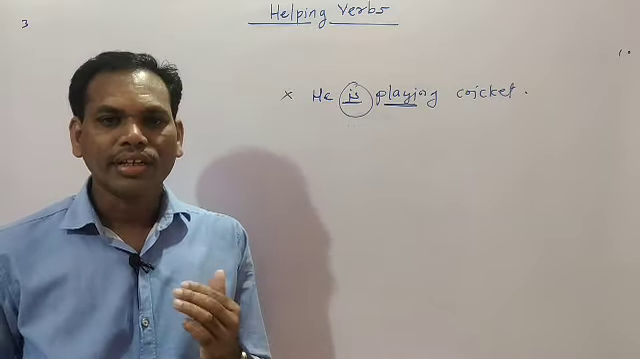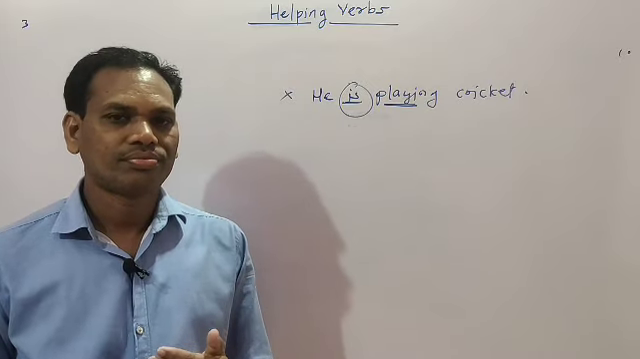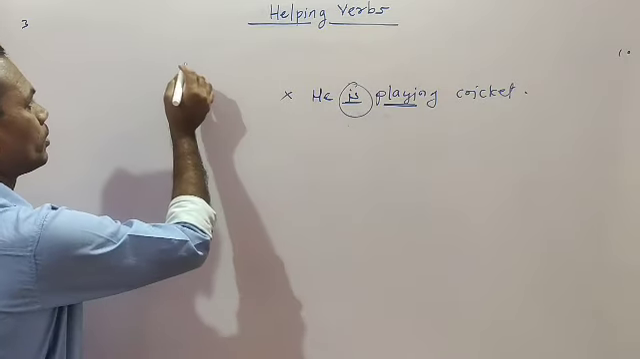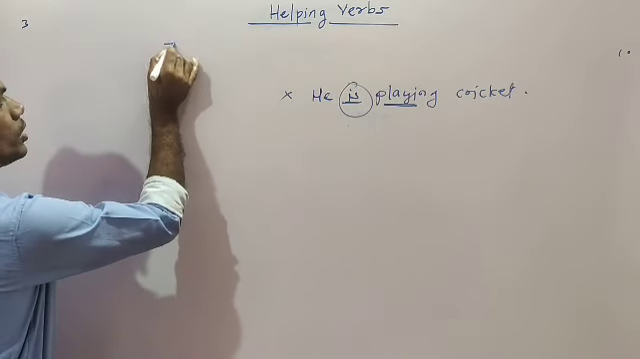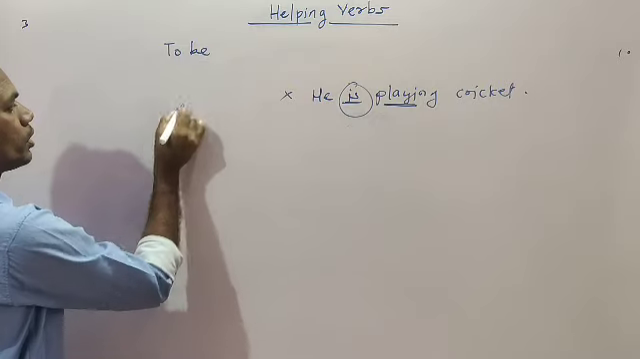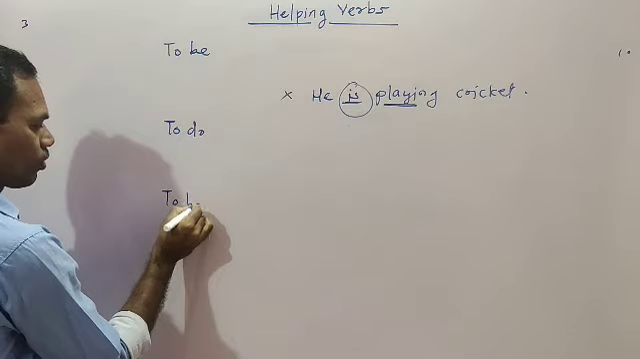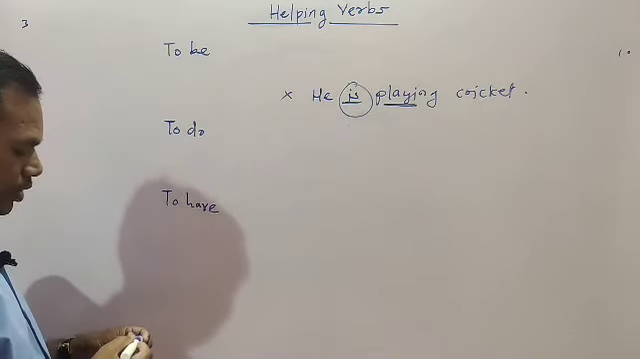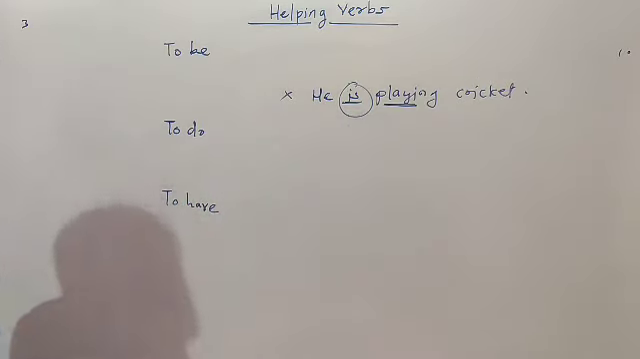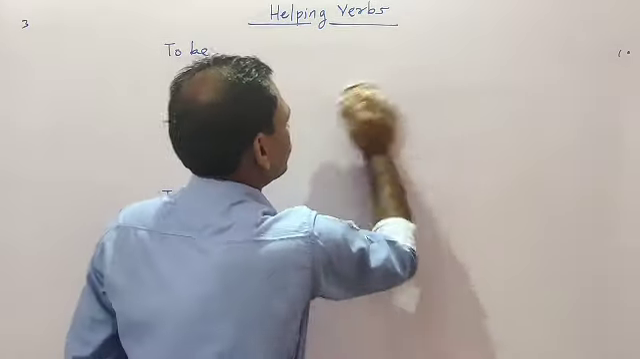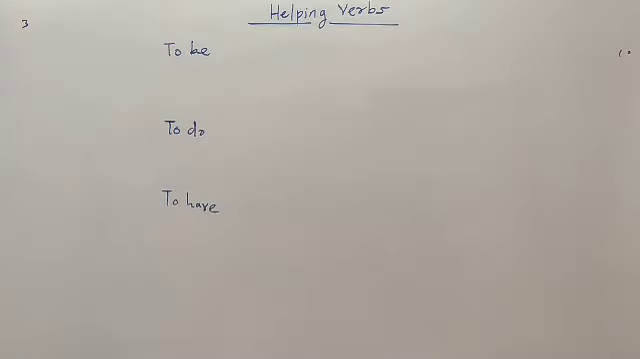So there are 3 types of helping verbs. For example, first is to be, to do, and to have, right? These are the 3 types of helping verb: to be, to do, and to have. So now we are going to see the concepts. We are going to clear the concept of these helping verbs.